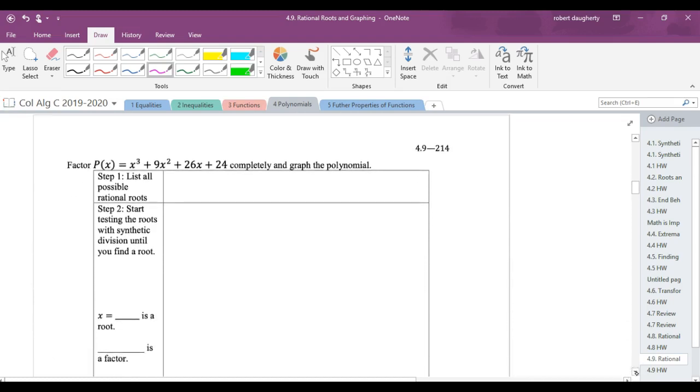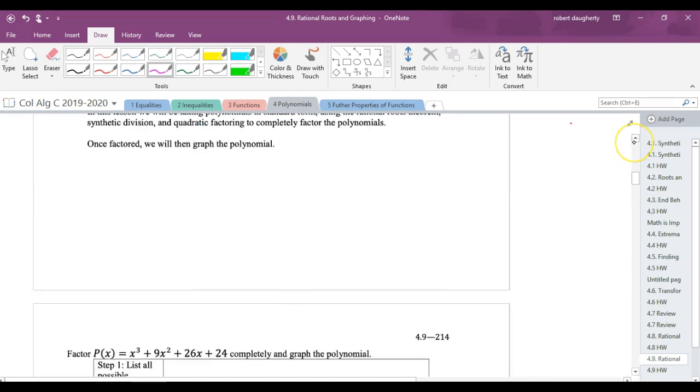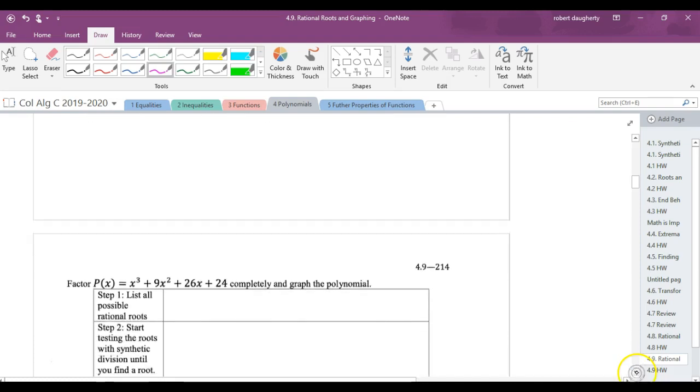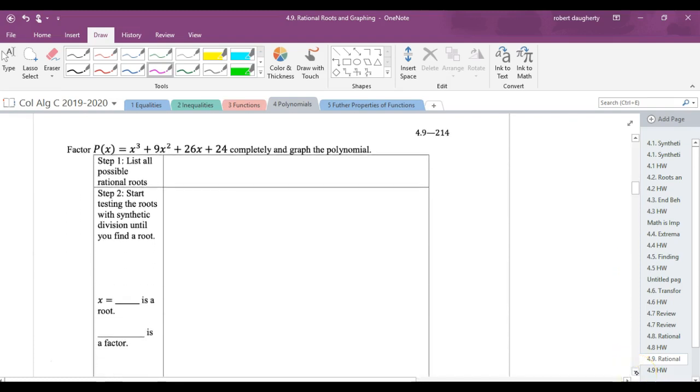So let's work through a few examples now, putting all of this together. These problems are long, but there's nothing new. You just got to stay focused on what we're doing. I want you to completely factor this and graph it. First I have to list all the possible rational roots.